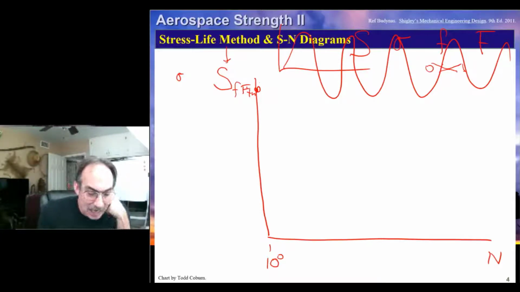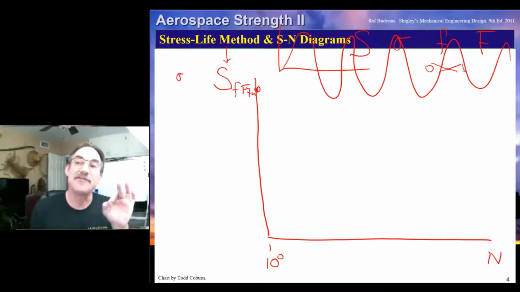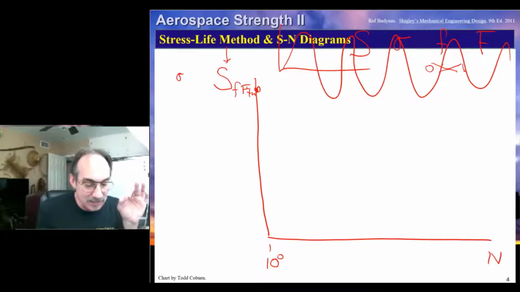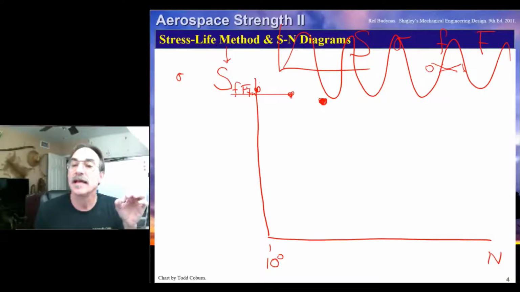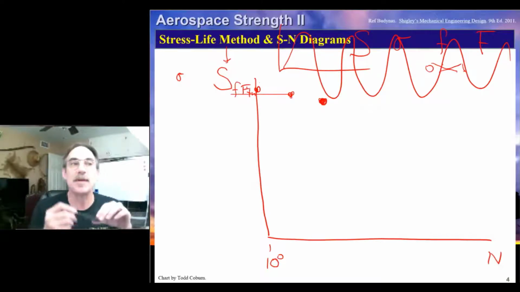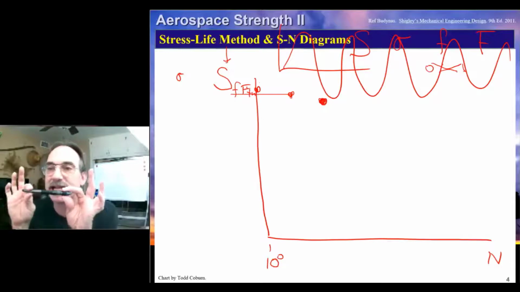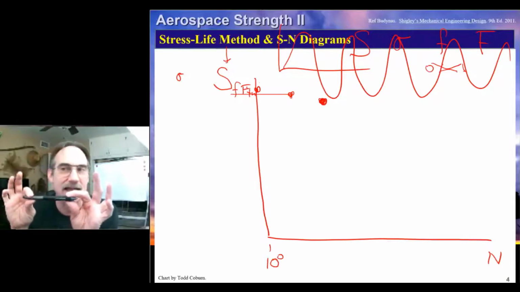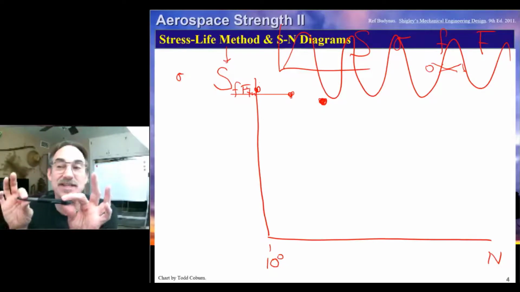Now if we go to something close to FTU, then we would expect to maybe get a few cycles out of it before failure, right? And if we go a little lower stress, we'd expect to get a few more cycles, true? Now, if we did this for steels, let's say we take one steel sample and we make like 500 identical samples.